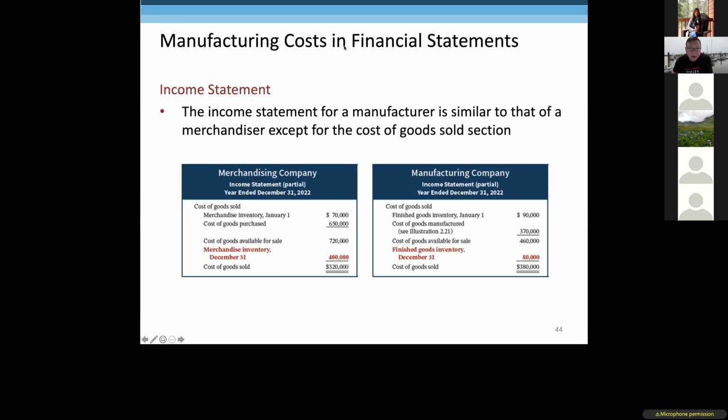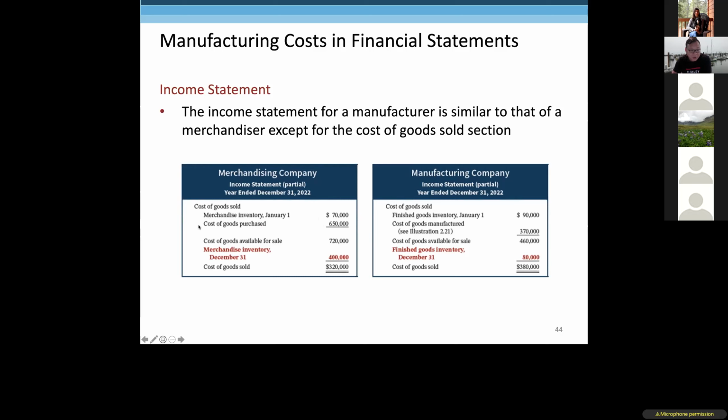Now, when you compare the financial statements, they are very similar to each other, except for the cost of goods sold section, okay? In this section, you always start with the beginning balance, January 1st. This is called merchandise inventory, and this is the finished goods inventory. So this is the beginning balance.